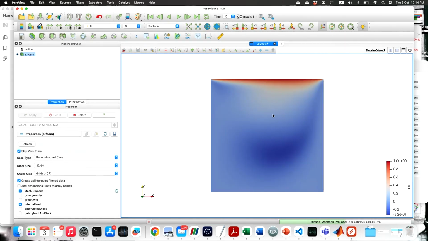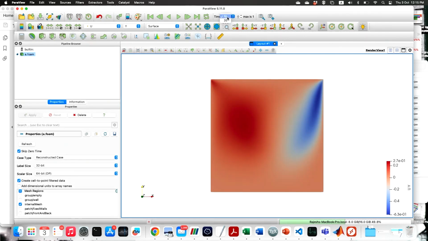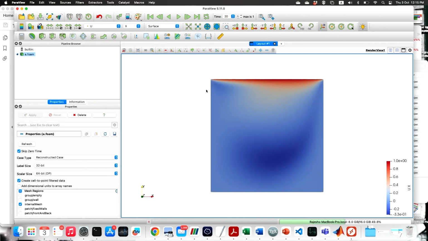This is, for example, the x velocity. This is y velocity, and this is time equal to 10. If you go to 20, this is how it looks, right? So at different times you can see how your x velocity and y velocity are changing.